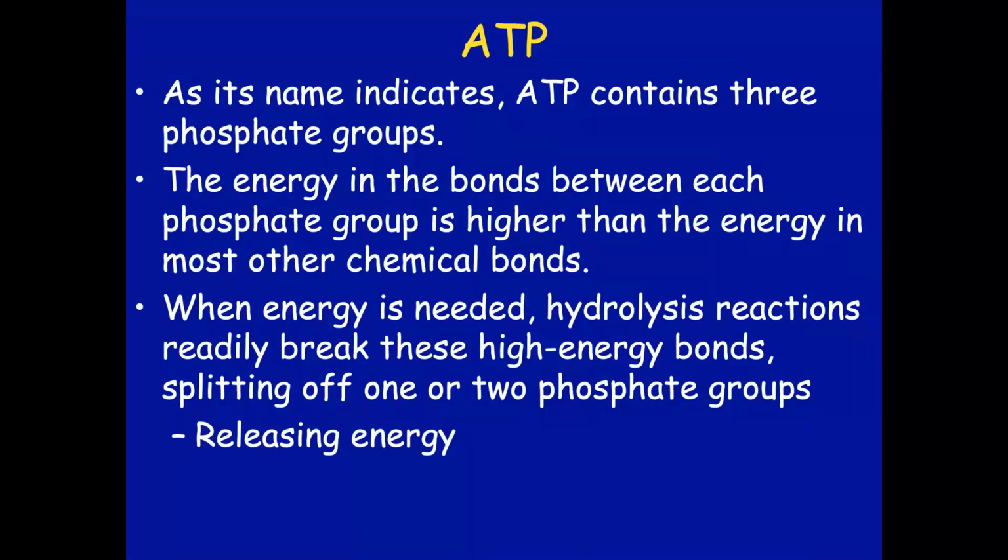As we mentioned in the last section, ATP contains 3 phosphate groups. There's going to be energy held in the bonds between each of the phosphate groups that is higher than the energy in most of the other chemical bonds that you can find. When you need energy, hydrolysis will occur and very quickly break those high energy bonds, which means that 1 or 2 phosphate groups can split off. Of course, when you're breaking those chemical bonds, you're releasing energy.